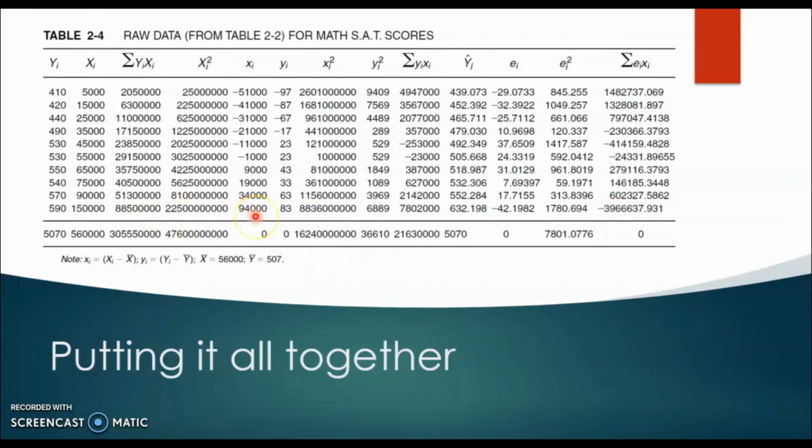So here for the last observation, we have 94,000 times negative 42.1982. We obtain negative 3,966,637.931. Of course, when we get the sum of the products from the first until the last observation, we will be able to get a sum of 0.